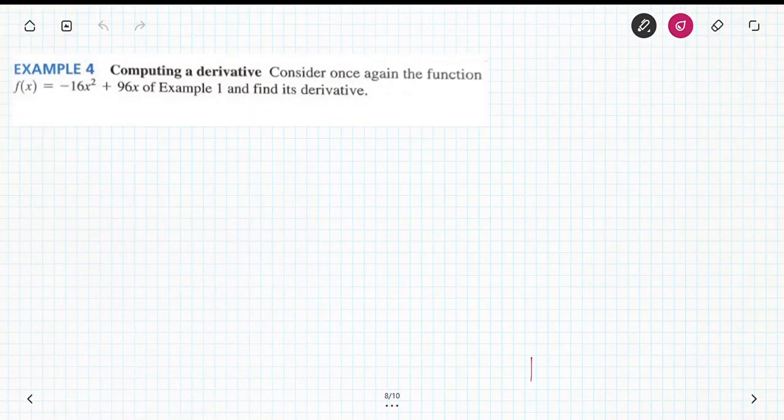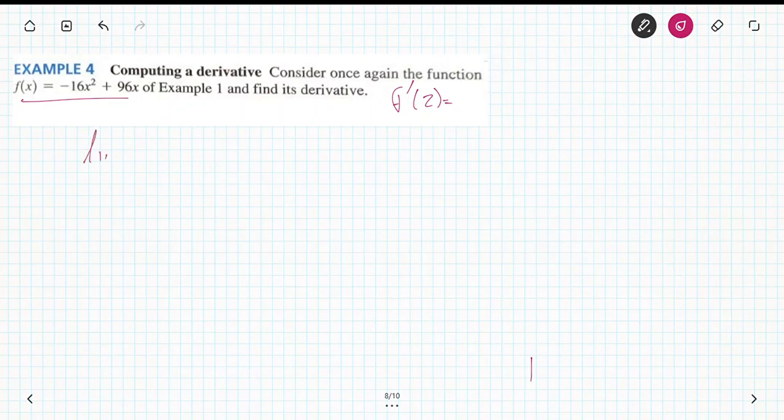Okay. So now in this example we need to compute the derivative, and the function right here is going to be given by this. It doesn't really tell us at what point we want to find the derivative, so we're going to say that we want to find the derivative at 2.